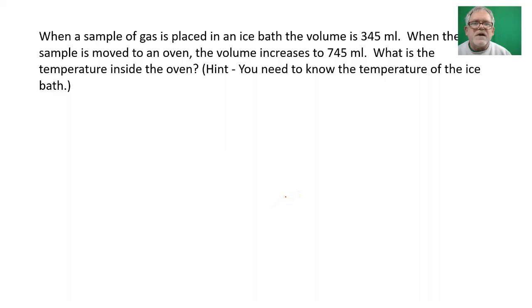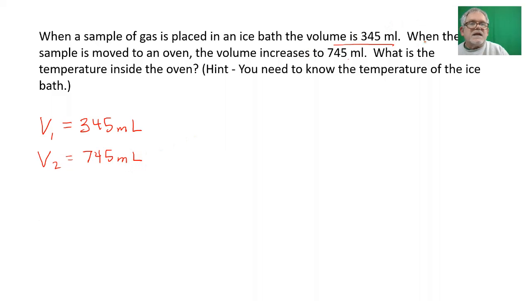Okay, so we've read the problem. The next step is to identify the given values and the unknown value. The given values, you start with a volume of 345 milliliters. So V1 equals 345 milliliters. And when the gas sample is put in the oven, the volume increases to 745 milliliters. So I'll write that down as V2 equals 745 milliliters.